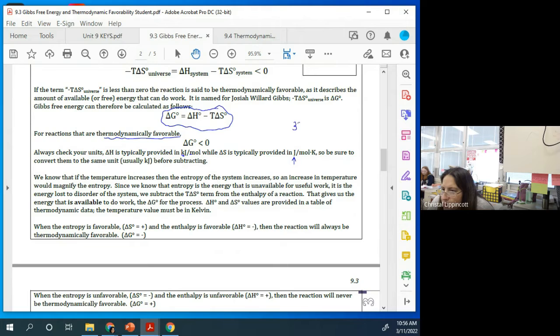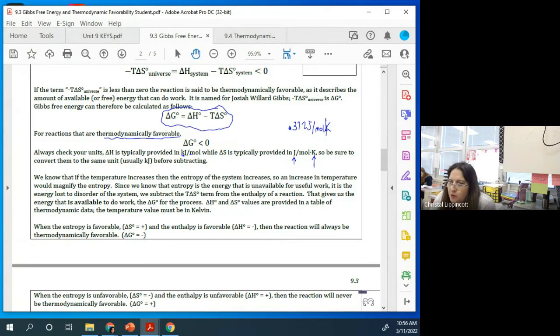So if we had 372 joules per mole Kelvin, how would I get that to kilojoules? Yep, I'm going to move the decimal place 3 places to the left there. And also notice that this entropy has Kelvin in it. So that's why, if the temperature is given in Celsius, I've got to convert it to Kelvin in order for it to work and cancel out my units. That makes sense?